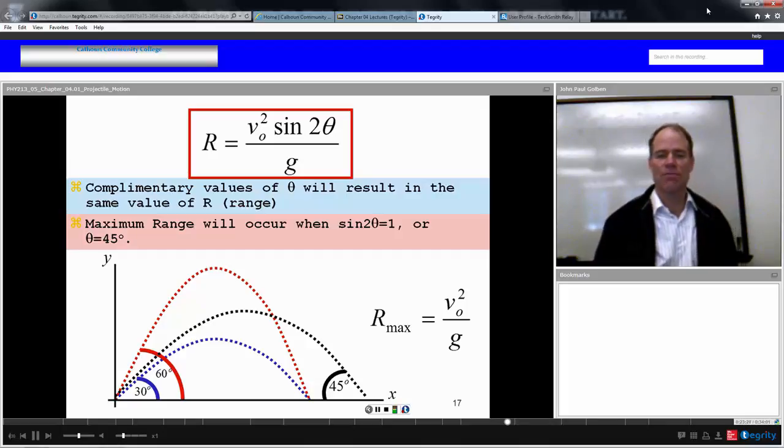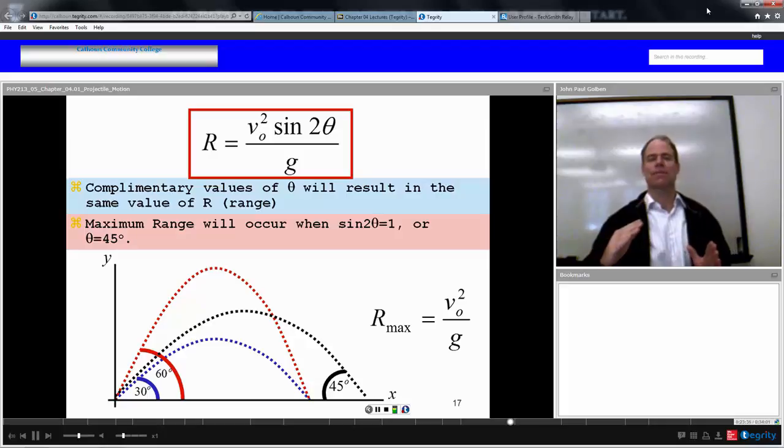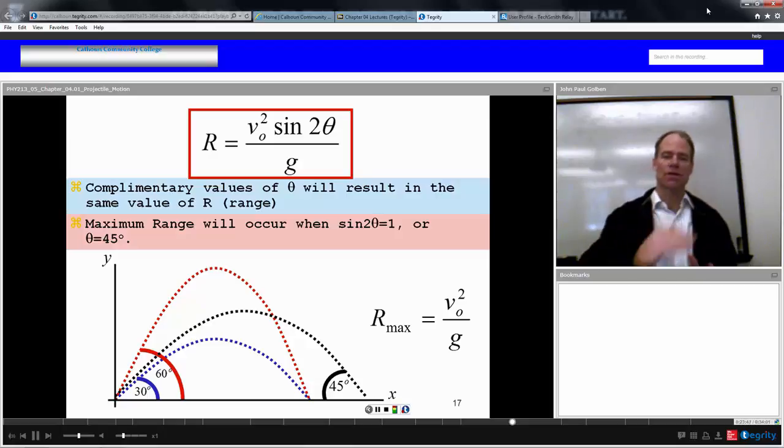And so our maximum range indeed will be v naught squared over g. If I shot this thing for maximum range at, say, 10 meters per second, maximum range will be 10 squared over 9.8, which is approximately 10, so it will go a little bit more than 10 meters. 10 squared divided by 10.